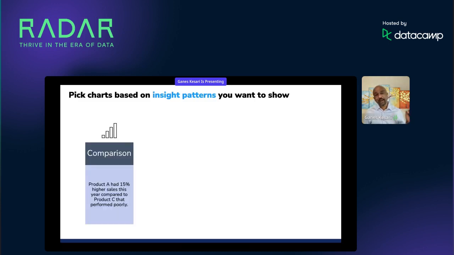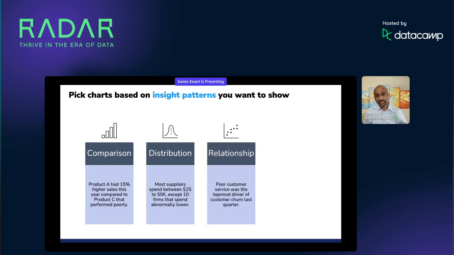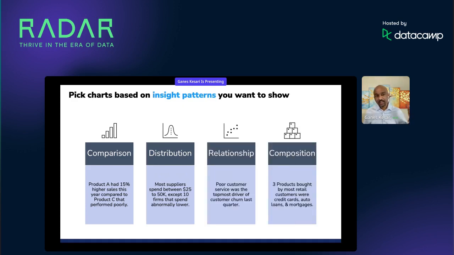You look at the insight pattern. There are 4 common types of insight patterns: comparison, distribution, relationship, and composition. Comparison is where you compare one product to all other products. So that is the pattern of comparison. Distribution is where you look at the spread. For example, you're looking at supplier spend. Is it clustered closely between 25 to 50,000, or is it spread out? And do you have outliers around 10,000 and around 70,000, 80,000? That is the distribution pattern.